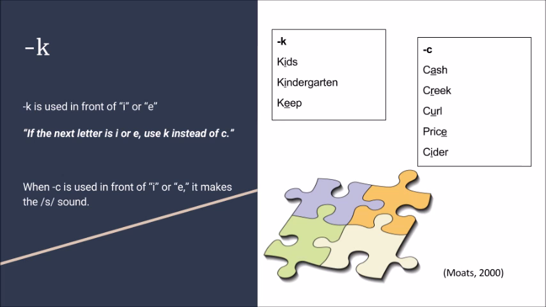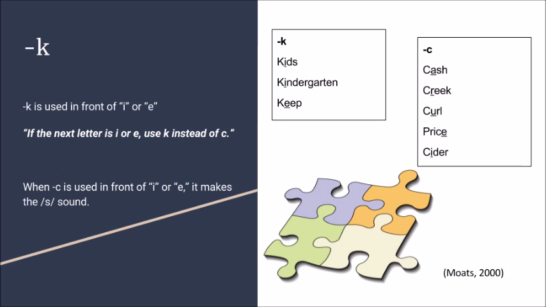Look at the word kids. The k is immediately followed by an I, so we use the K spelling. The same is true with kindergartner. The k sound is followed by I, and the word keep, the k sound is followed by E, so use the K spelling.